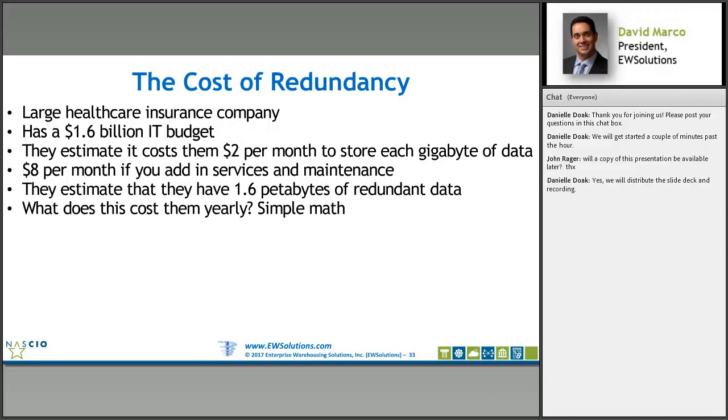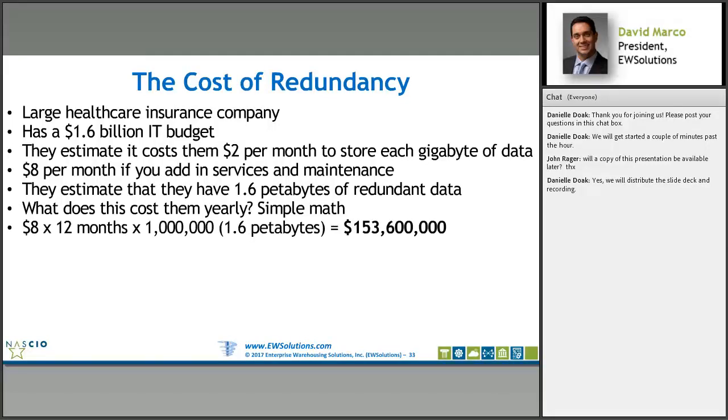So the question is, how much does this cost them yearly? Well, simple math. $153 million. Oh, and then 600,000 more. We see this number and we think, wow, that is a big number. It would be great to get rid of that kind of redundancy.